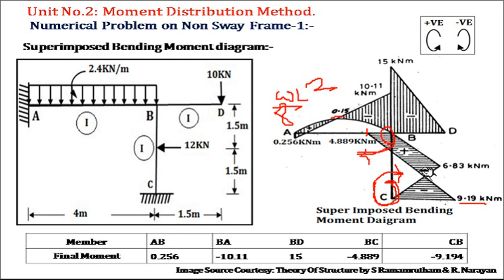Now here there is a point load of 12 kilonewtons, so the value is WL by 4. Put the value of W as 12 and the value of L as 3, so we get this value, 6.83. Here it is above. So this is the superimposed bending moment diagram.